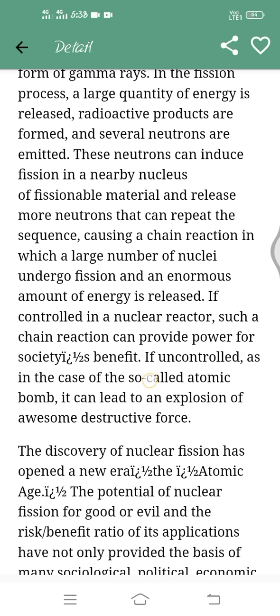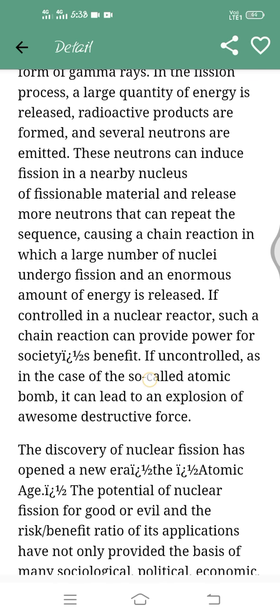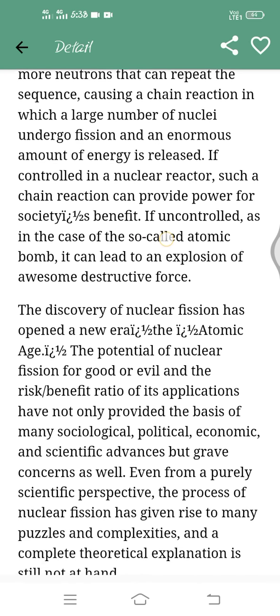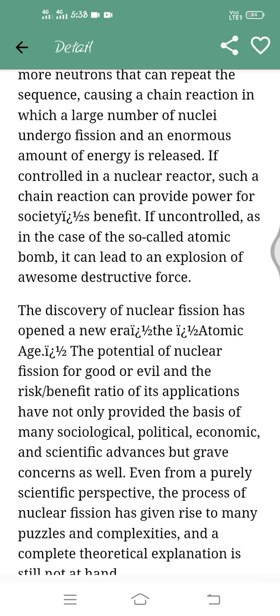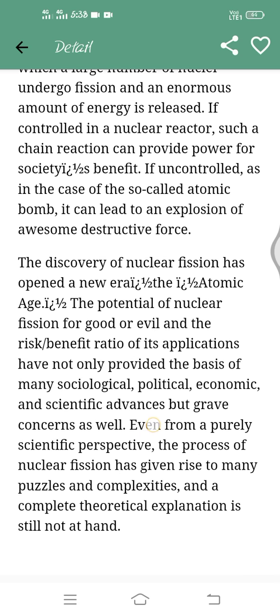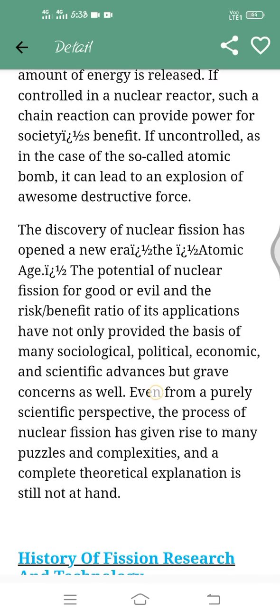neutrons are emitted. These neutrons can induce fission in the nearby nuclei of the fissionable material and release more neutrons that can repeat the sequence, causing a chain reaction in which a large number of nuclei undergo fission and an enormous amount of energy is released.